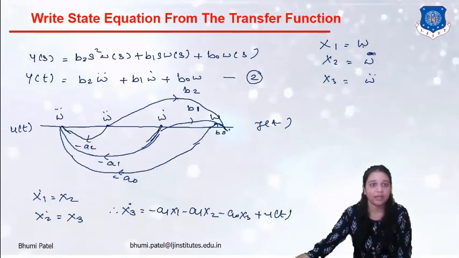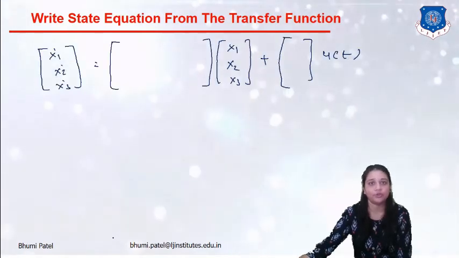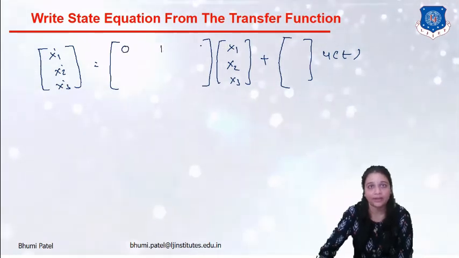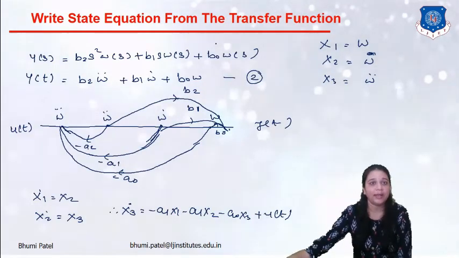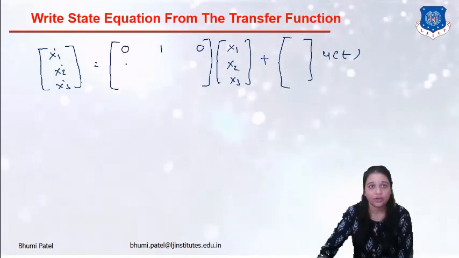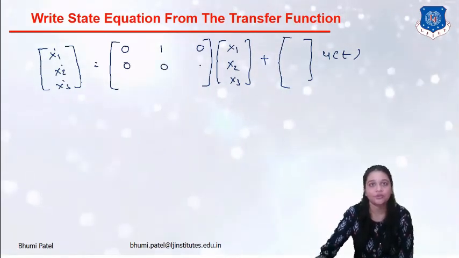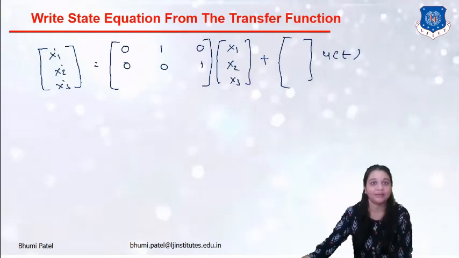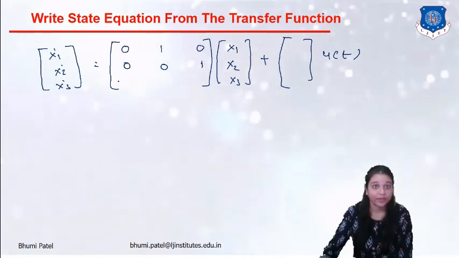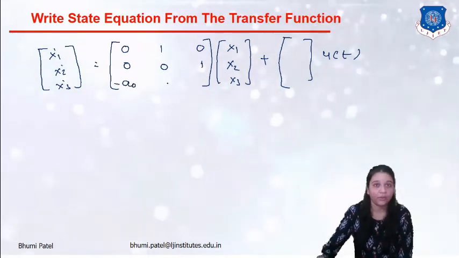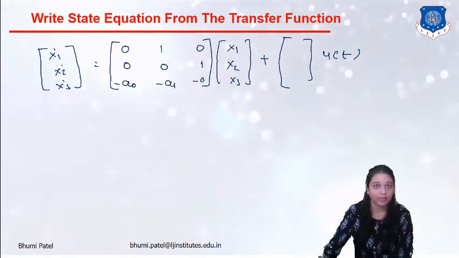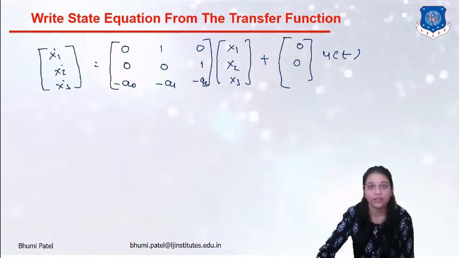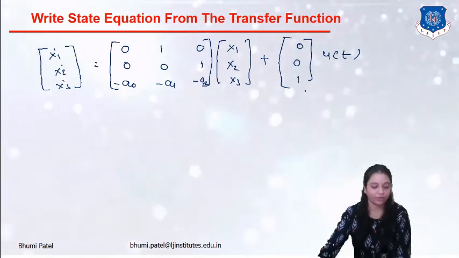So here you can see that x1 dot is equal to only x2. So put x1 variable coefficient is 0, x2 1 and x3 0. x2 dot is only x3. So put here x2 dot is equal to 0 x1, 0 x2 and x3. Now x3 dot is equal to, we have equation minus a1 x1. So we can put here a0 minus a1 and minus a2. And u of t, we have only u of t in the x3 dot term, so 0, 0, 1.